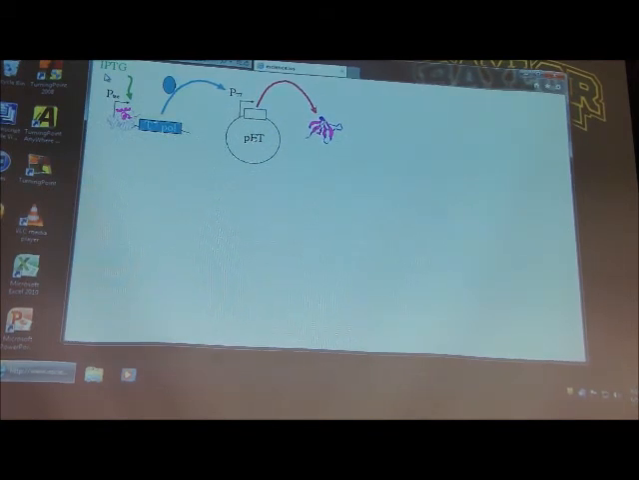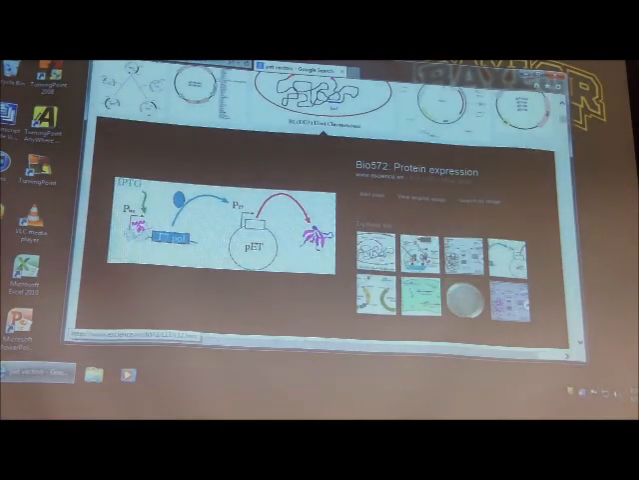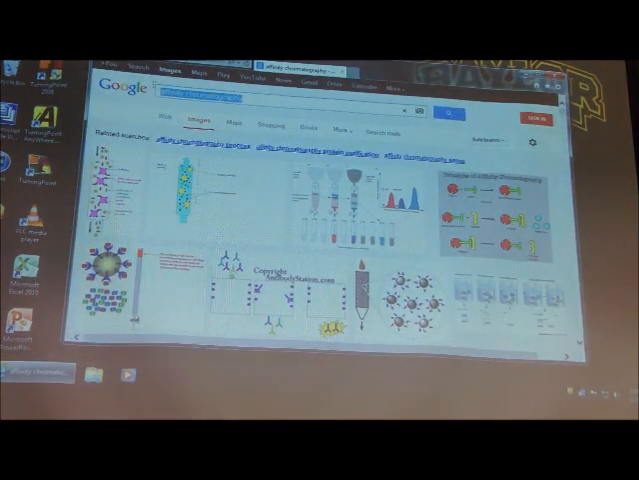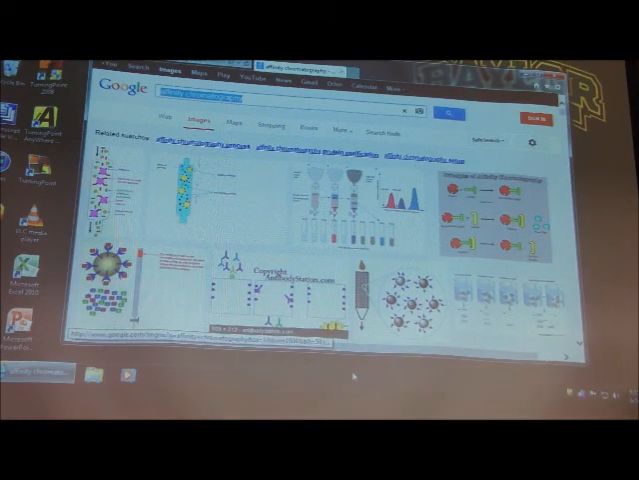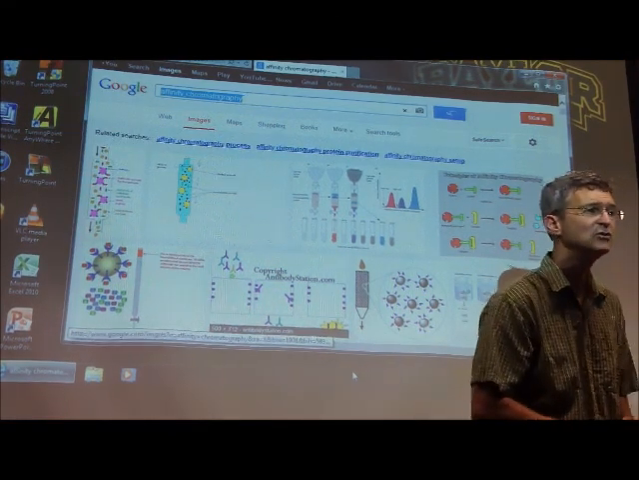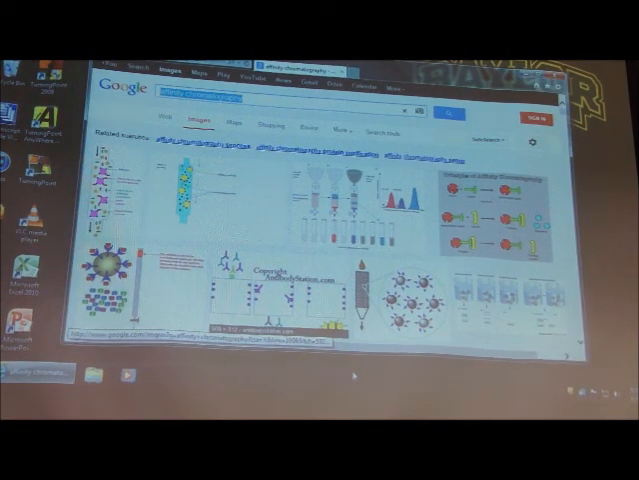Okay, let's go on then to yeast vectors. Any questions before we leave this subject? Okay, with the yeast vectors, we're going to look at 3 different types. We're going to start off with a 2 micrometer vector.